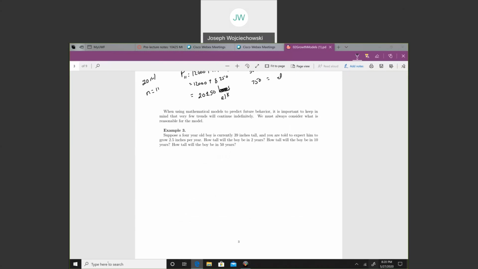Keep in mind when doing this type of thing, the trends we use to form these formulas don't necessarily continue forever. So here's an example of this. Suppose a 4-year-old boy is 39 inches tall. You're told to expect him to grow 2.5 inches per year. How tall will the boy be in 2 years?